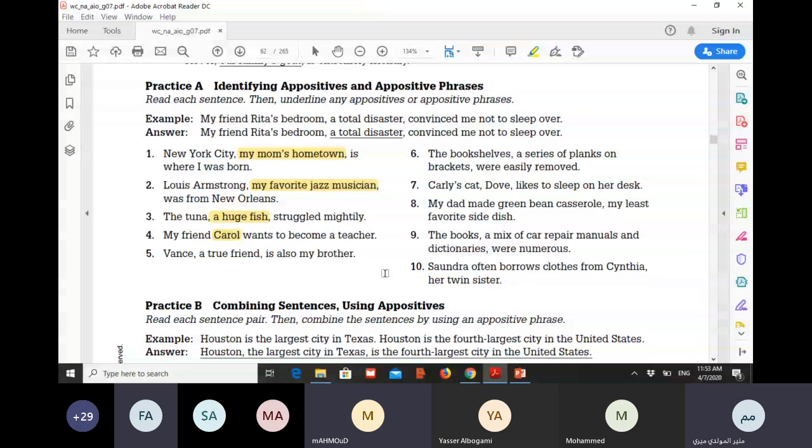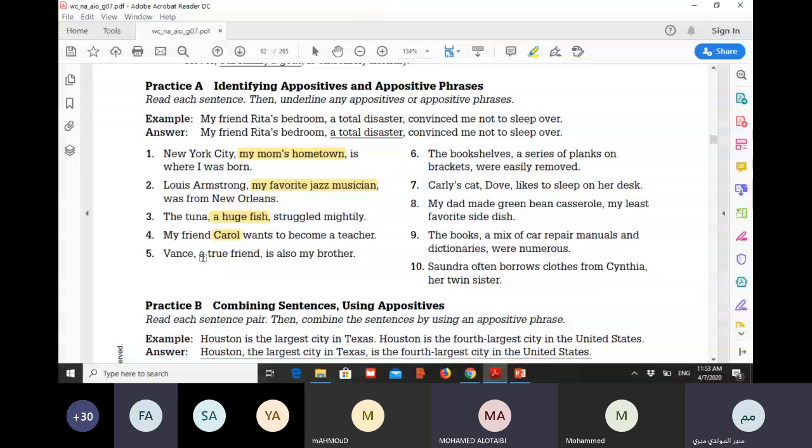Mahmoud. If you omit the word brother from the sentence, it will be "Vance, a true friend, is also my." Does it give meaning? We said that an appositive is a word, a noun, a pronoun, or a phrase that gives extra information about something previously mentioned in the sentence. Is it only "a friend" or "a true friend"? True friend. Friend, excellent.